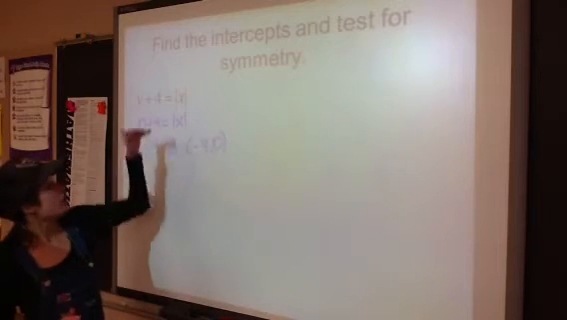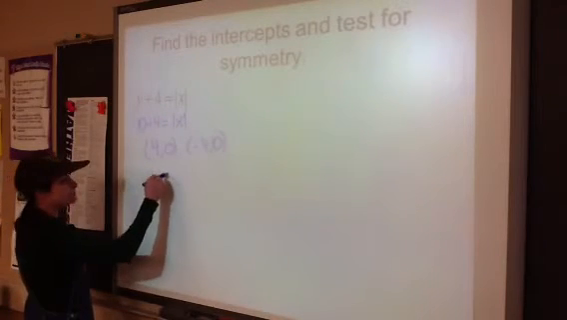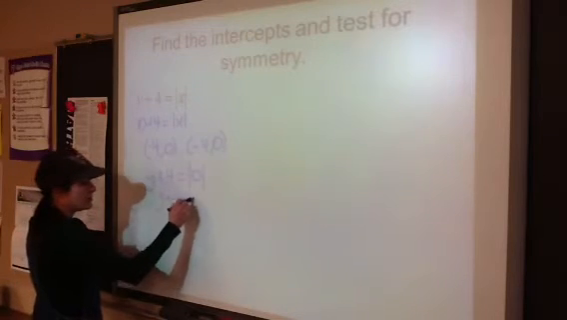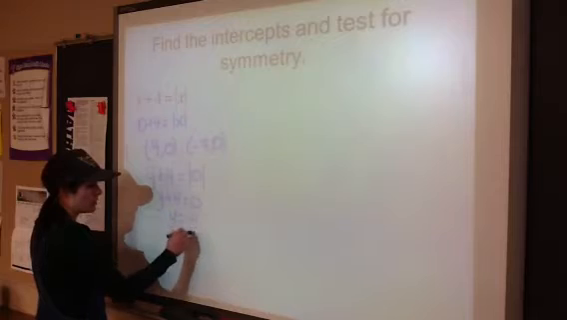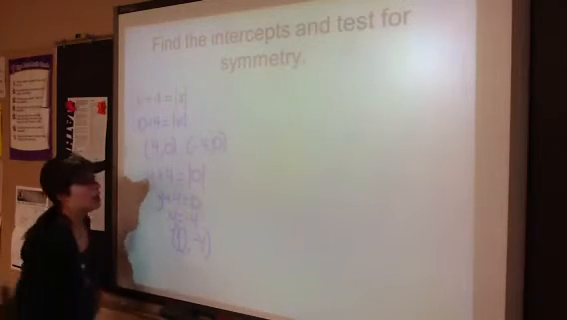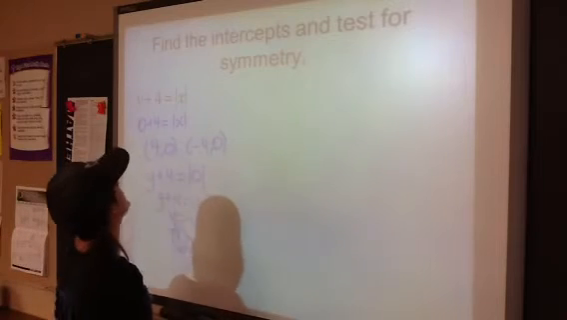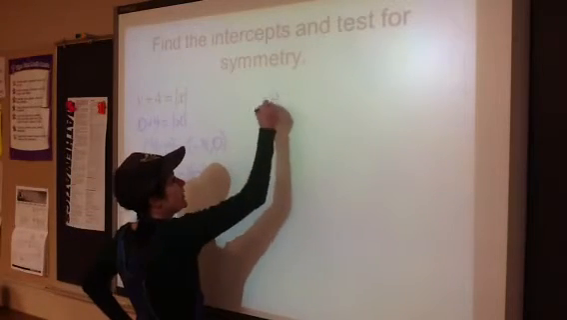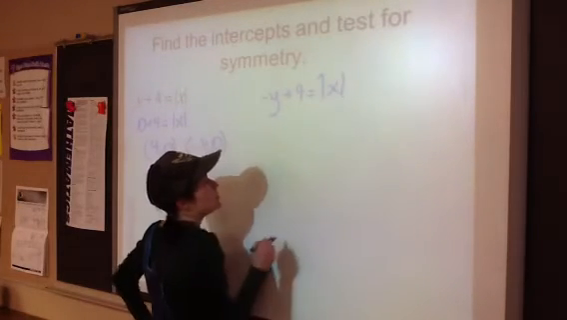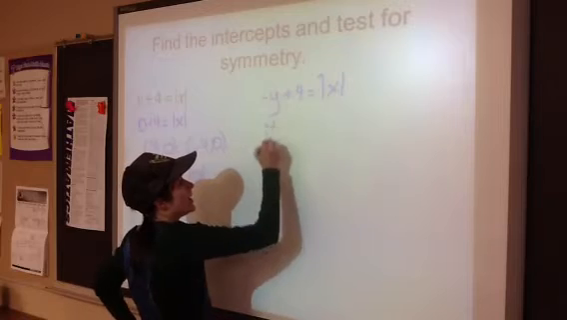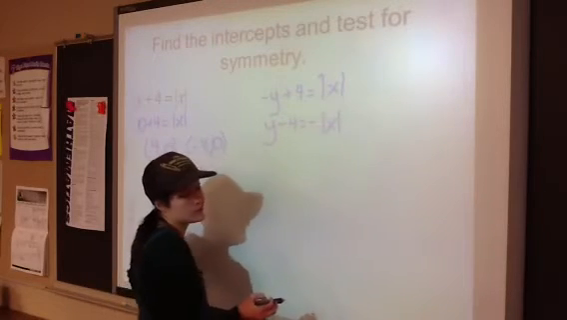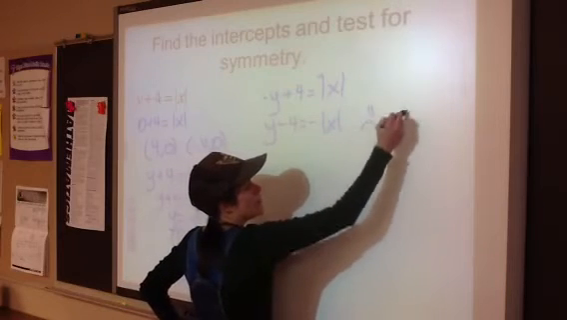All right, so now we put in 0 for x. So you get y plus 4 equals 0. So y equals negative 4. So (0, negative 4). All right, kids, let's do this magic. We put in negative y. If we multiply by a negative, we get y minus 4 equals negative absolute value of x. Not the same. So no x-axis.